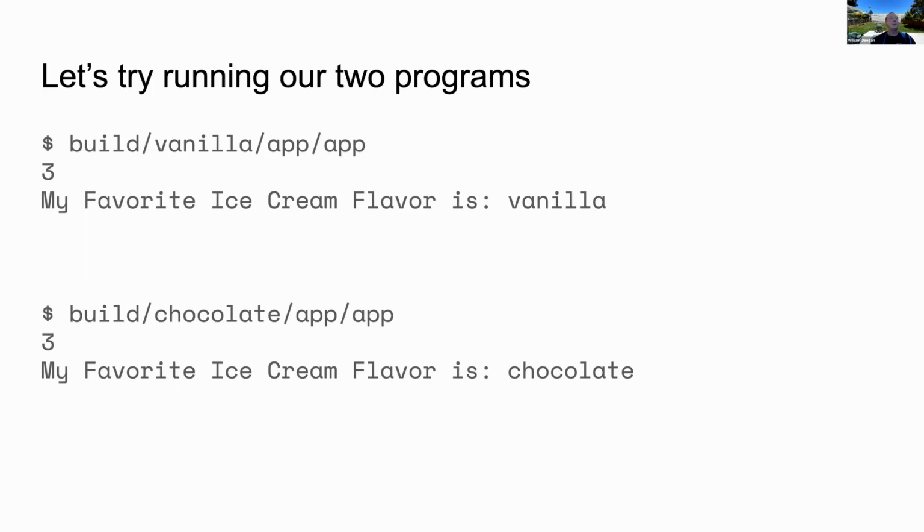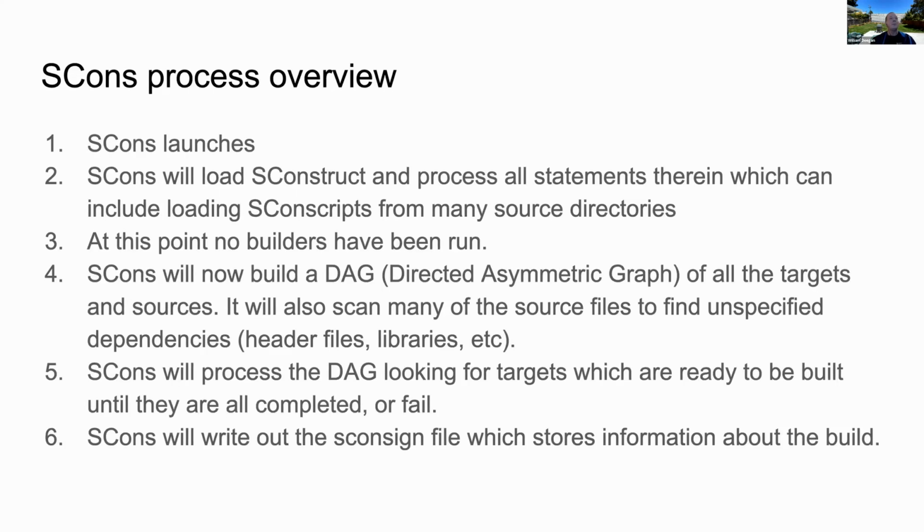All right, so now we run the two programs. We can see that vanilla is actually vanilla and chocolate is indeed chocolate. So this is sort of the 10,000-foot view. What happens when you run SCons? SCons will do some initialization, then it will load the SConstruct you specified. By default, it's named SConstruct, but you can specify alternate files on the command line. And to make Jeff happy, all of our command line options are very short. They're generally single letters. So there's many of them. And to build parallel is just -j and a number, or -j is unlimited. By default, the builds are single core.